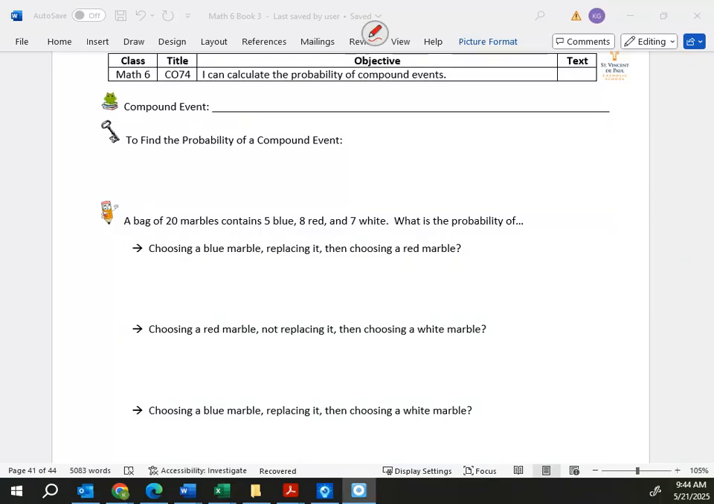All right, so that compound event is two or more events occurring. So instead of just drawing one marble, we might draw two marbles out of the bag. Instead of picking one card, we might be picking three cards. Okay, so we have those compound events.